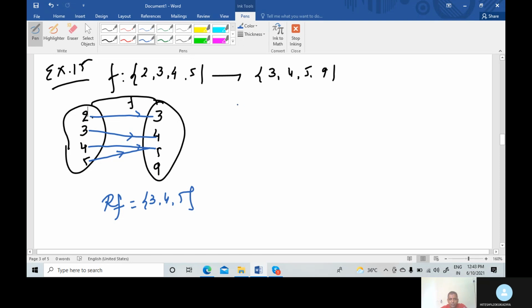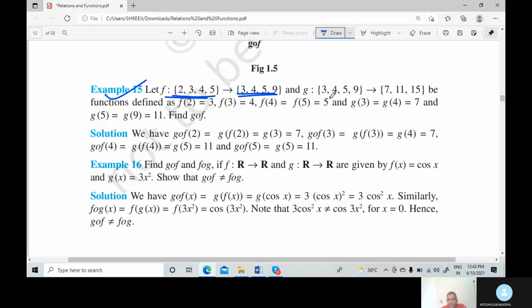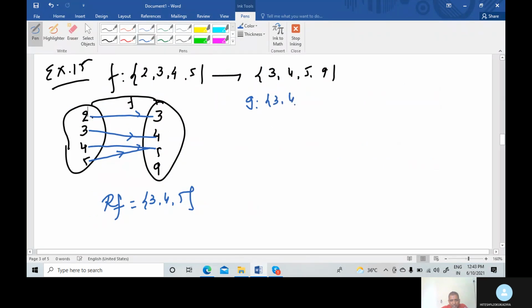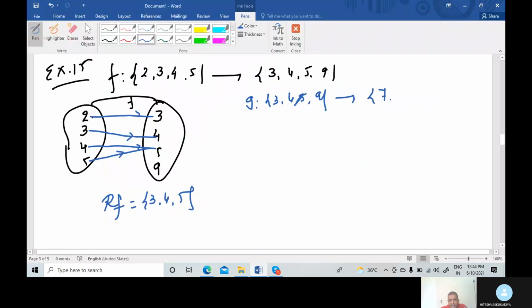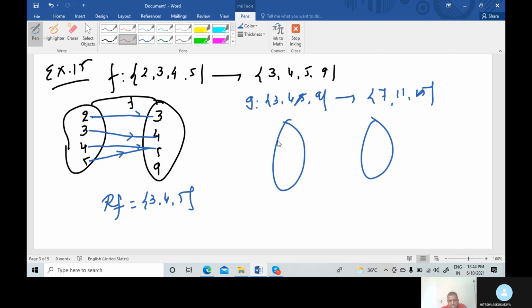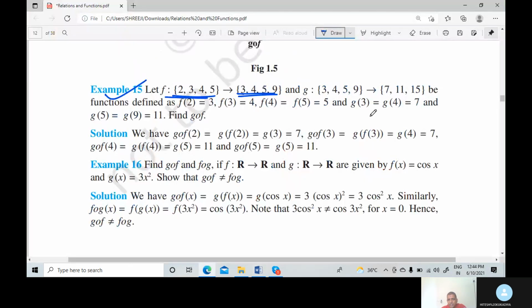Now the function G. The domain of G is 3, 4, 5, 9, and here the codomain is 7, 11 and 15. Now draw the Venn diagram here for the function G: 3, 4, 5, 9 mapping to 7, 11 and 15. Now what's the answer for function G?